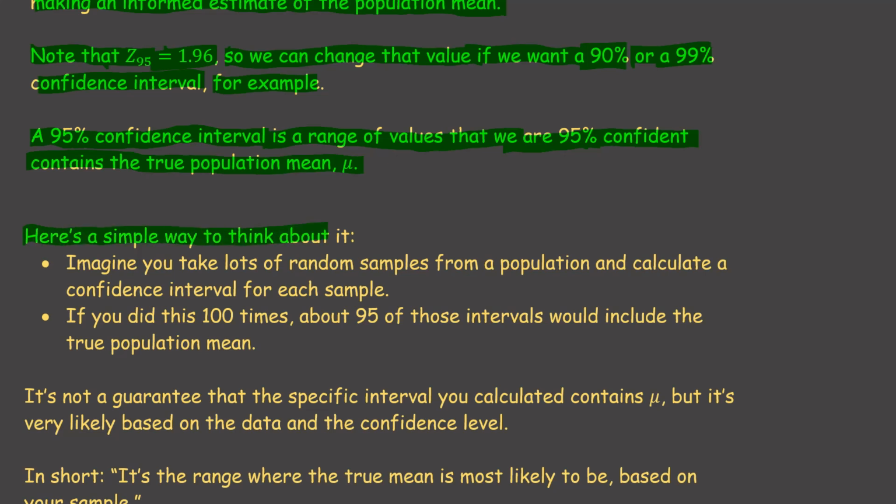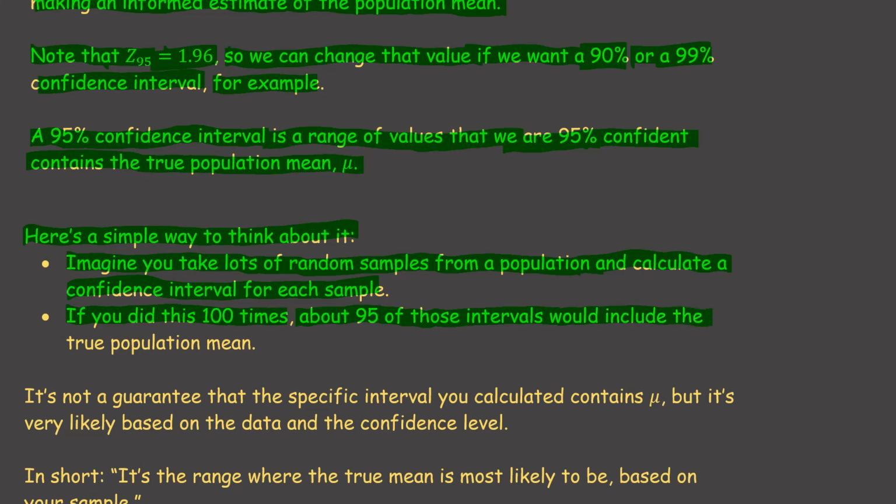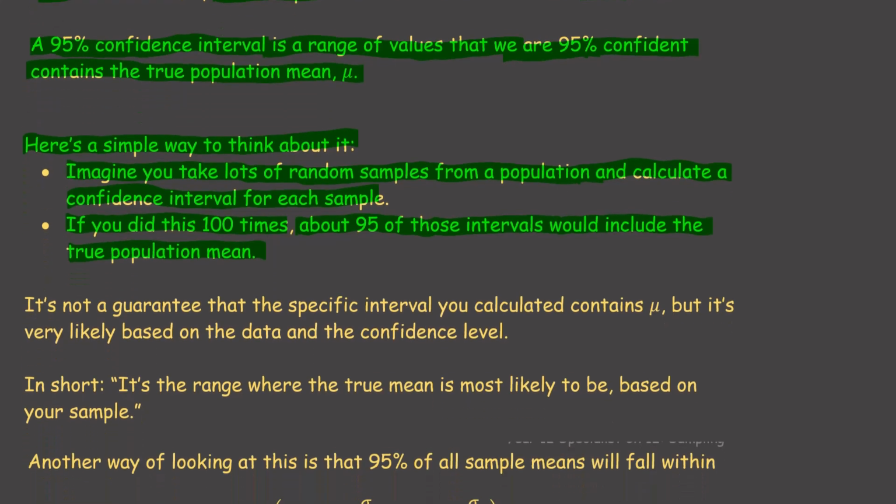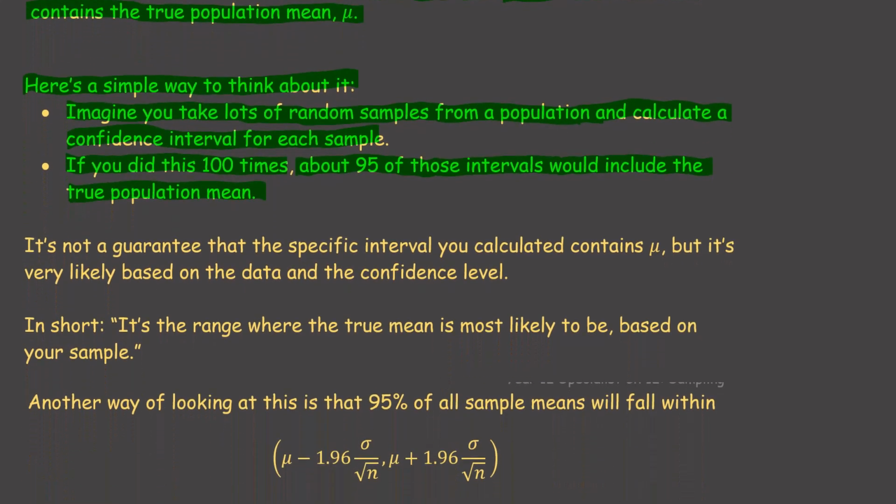Here's a simple way to think about it. Imagine you take lots of random samples from a population and calculate a confidence interval for each sample. If you did this 100 times, about 95 of those intervals would include the true population mean. That's what we mean by a 95% confidence interval. It's really important to remember that because I've seen it asked just straight out in an exam.